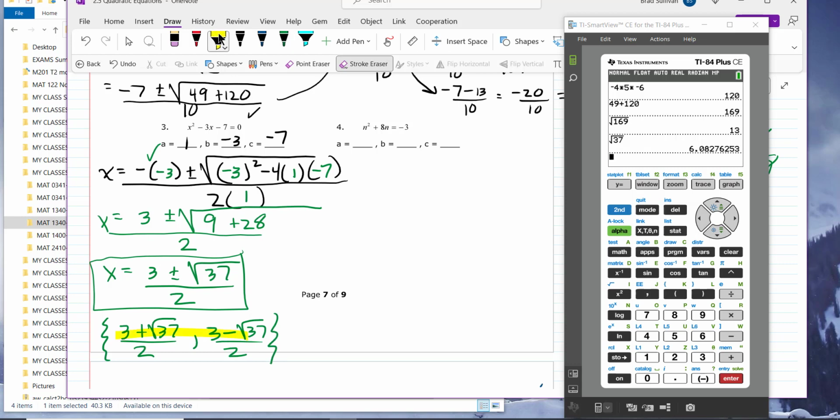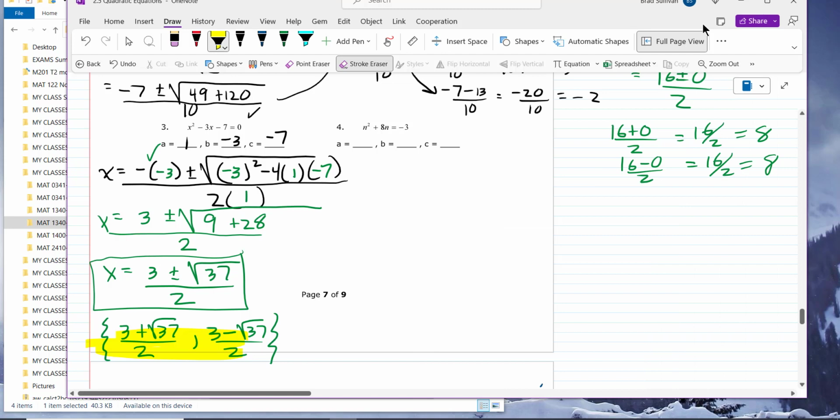So you can write the answer either way, but you need to understand that the plus and minus is an abbreviation for writing the two answers. That's all it is, an abbreviation. Any question on that? Okay, so the square root of 37, there's nothing you can do with that. Now, there are square roots that you can simplify, so we're going to look at that next.